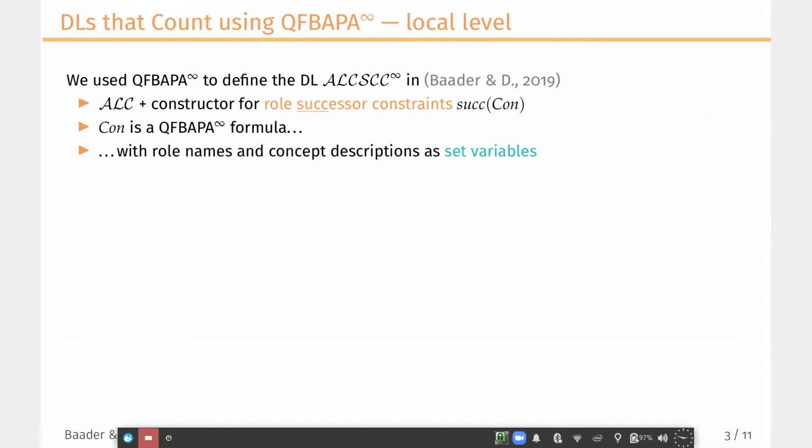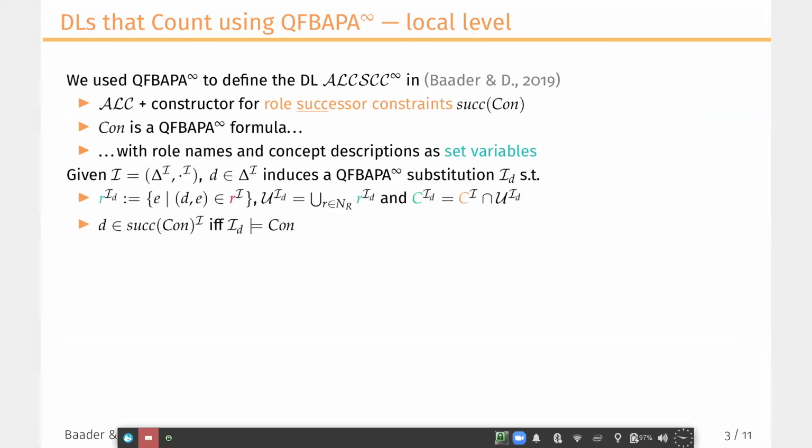Well, first, on the local level, we define the description logic ALC SEC infinity, which stands for ALC extended with a role successor constructor that allows us to specify constraints over role successors using QF-BAPA infinity. And the semantics is given by defining the universe as the set of all role successors of an individual, and then the role symbols or the set variables are interpreted as the R successors of a given individual, and concepts are restricted to the set universe.